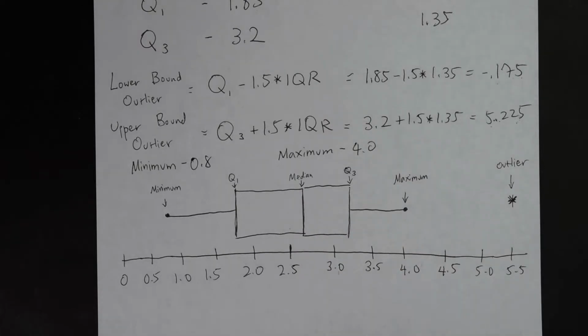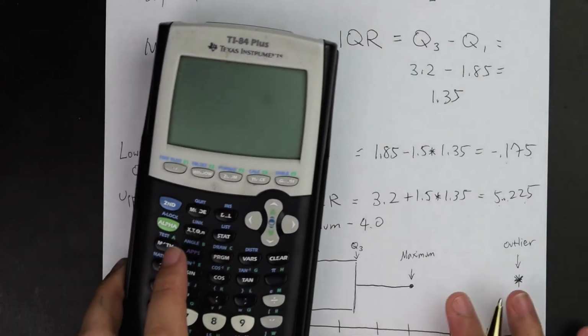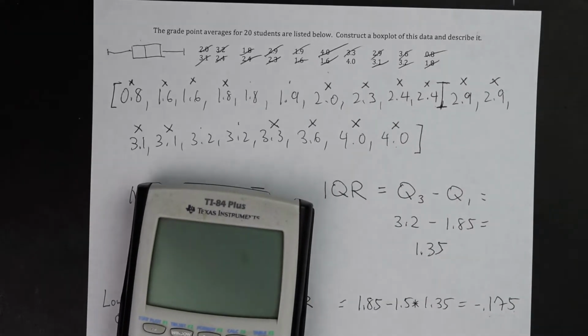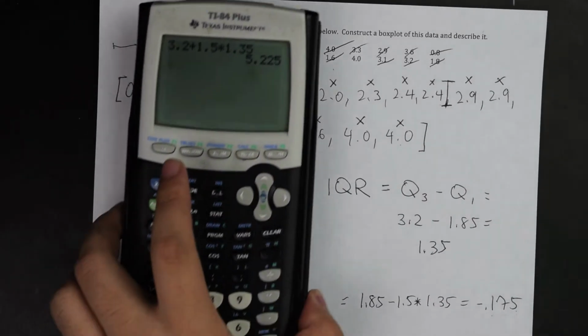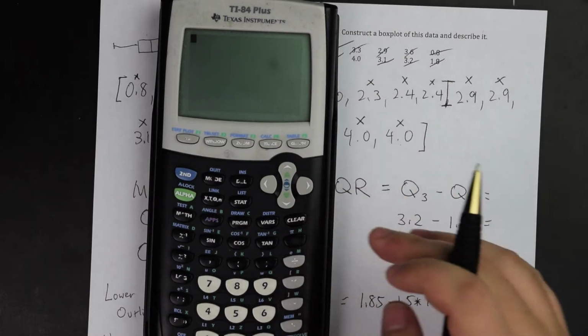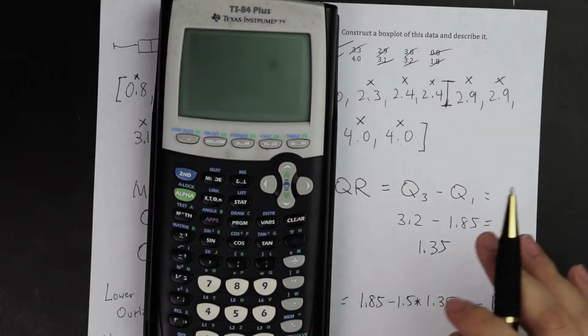And so when we're doing this on the calculator, I always prefer using the TI-84, and I'm going to explain on the TI-84 how to go about doing so. So on the TI-84, I'm going to clear everything. The first thing you need to do is punch in the data.